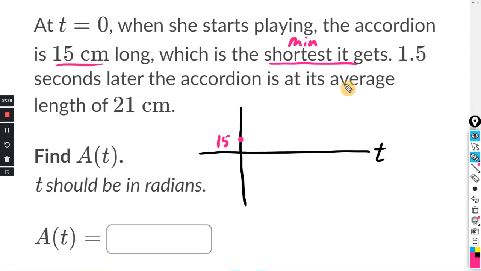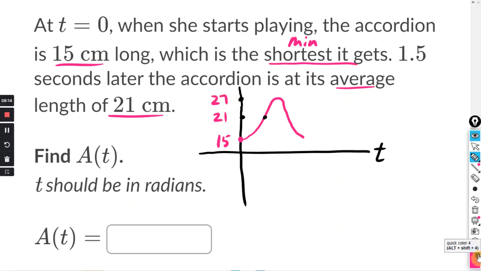And then 1.5 seconds later is at the average, which is 21. So it basically starts to head up. It's going to reach a max and then come back down. All right, so 15 is the minimum. 21 is the average, so that's basically going to be the midline right there. If 15 is the minimum and 21 is the average, we jumped up 6 units. 21 minus 15 is 6. So add another 6, and the maximum is going to be at 27.